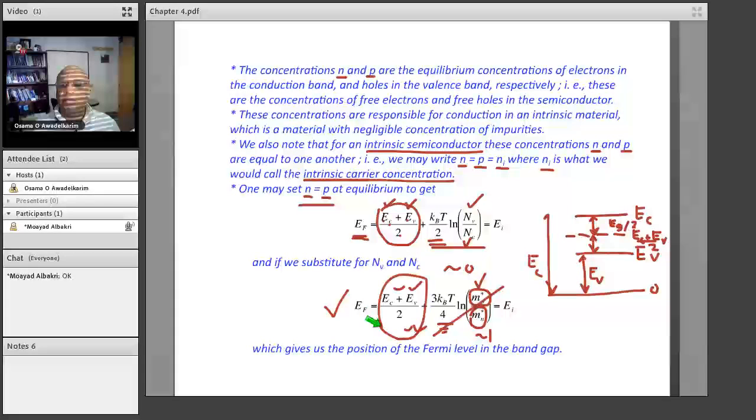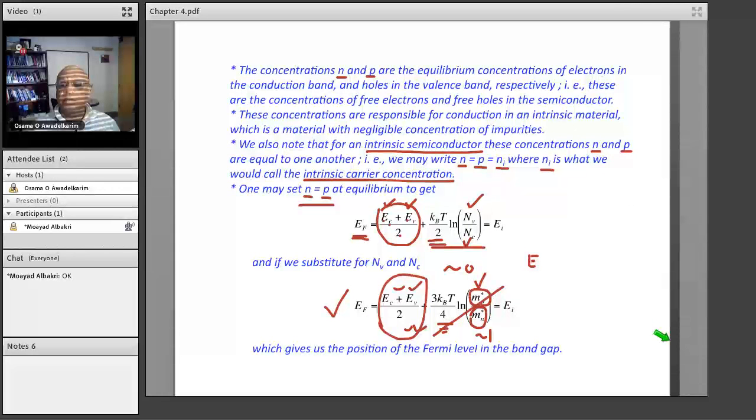So to make things nicer, one can say that in an intrinsic semiconductor, where you have your EC here, that's the conduction band, up here, and this is your E.